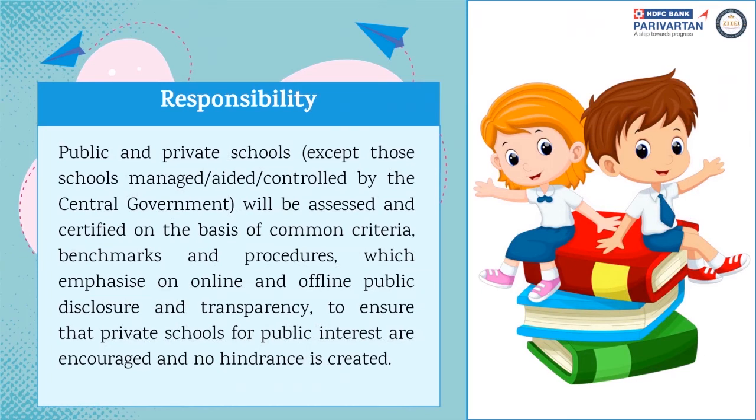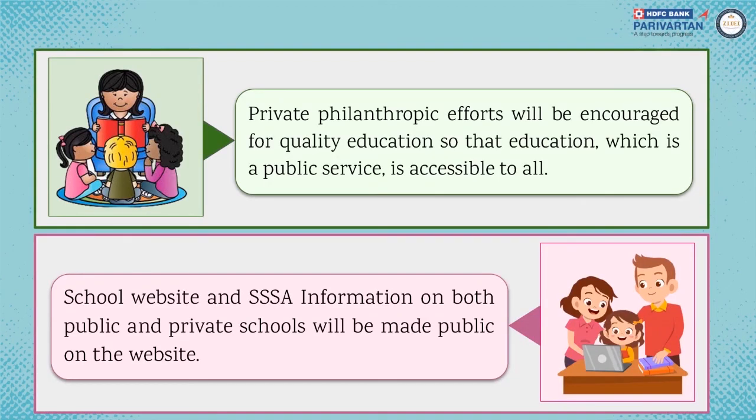Public and private schools will be assessed and certified on the basis of common criteria, benchmarks, and procedures, and there will be complete transparency of all the private and government schools. Private philanthropic efforts will be encouraged for quality education so that education is accessible to all. School website and State Schools Standards Authority information on both public and private schools will be made public on the website.